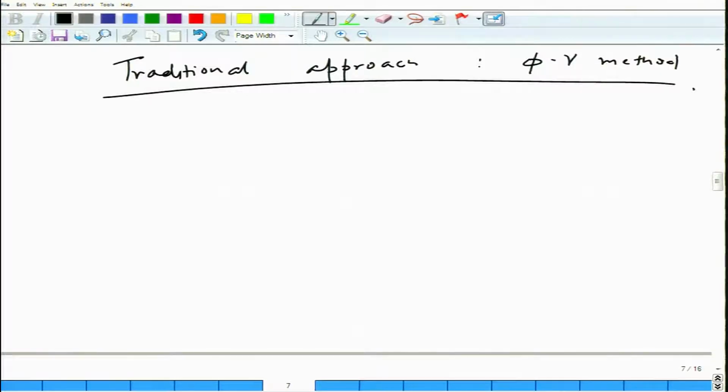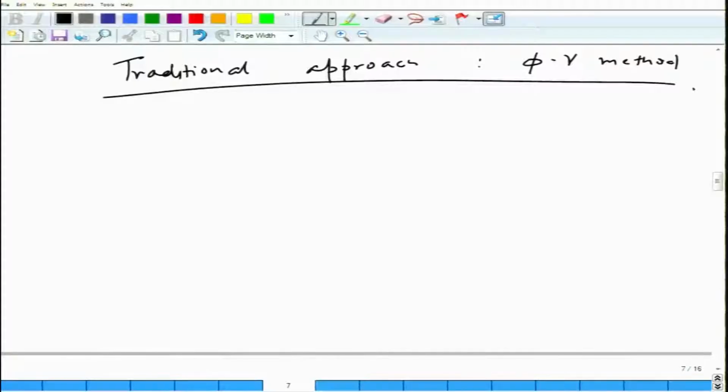So, welcome back. In this lecture, I am going to spend time to illustrate the use of the traditional approach for calculating phase equilibria, that is the phi-gamma approach. Okay. So, let us start again by looking at the definition or the expression for fugacity. Let me first write down the fugacity expression for the vapor phase.